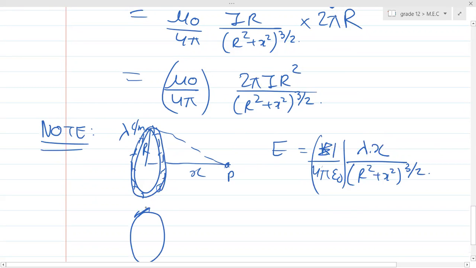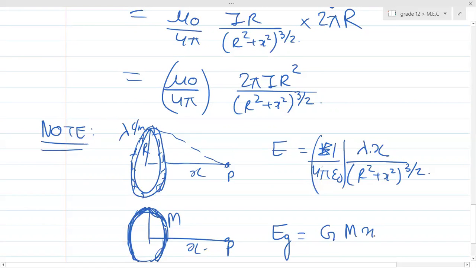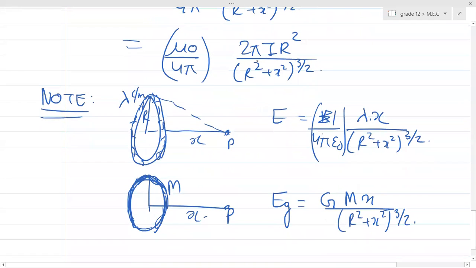In the case of gravitation, if this ring was of mass capital M, can you see the symmetry, guys? The gravitational field due to this ring will be GMx upon under root of r square plus x square to the power 3 by 2. So can you see everything is very symmetric over there. Due to a ring, that constant was replaced by the universal gravitational constant. Oh, it was not k lambda, it was k q x. Is this clear, guys?